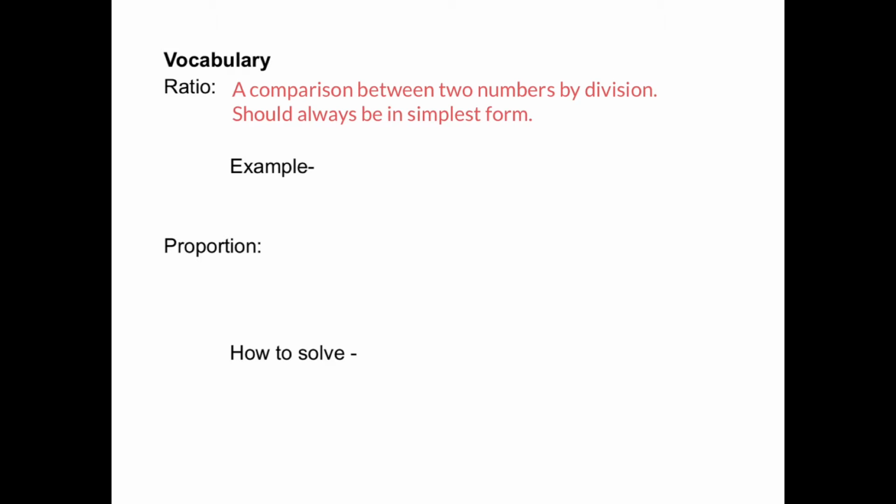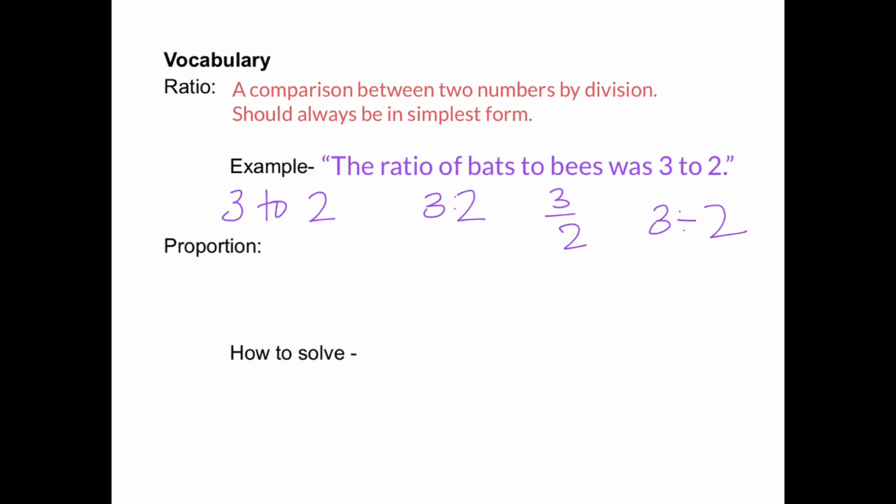A ratio is a comparison between two numbers by division. They should always be in simplest form. An example would be this one: the ratio of bats to bees was 3 to 2. Keeping in mind that there are several ways to write a ratio: using the word to, using a colon but still reading it as 3 to 2, having a fraction, or as a division.